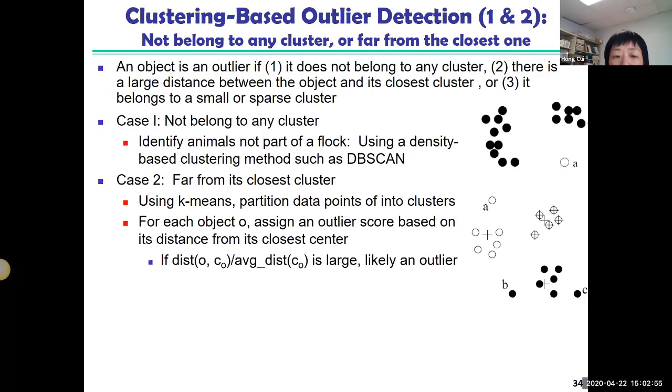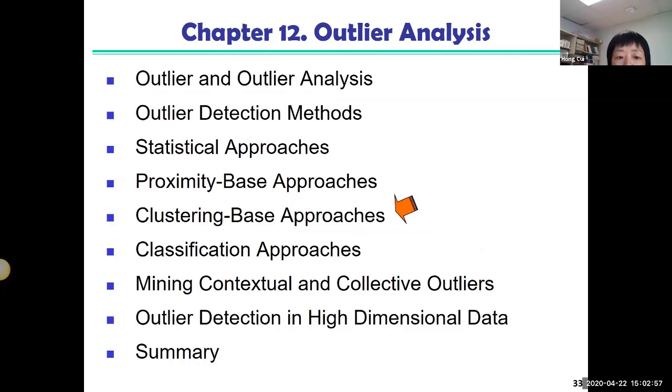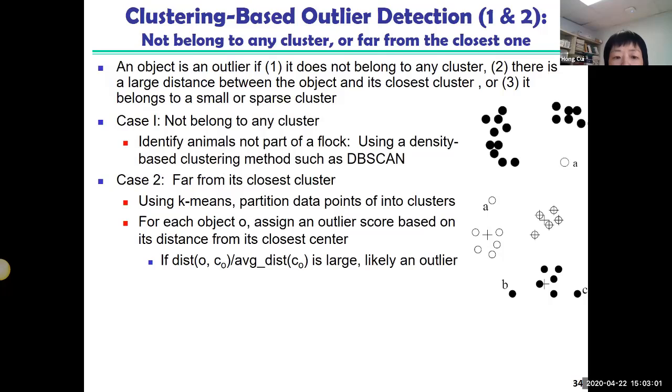Then there's lots of clustering-based methods that we can use. I don't know if we need to look at it because we have looked at clustering for quite a number of different algorithms. But anyway, the basic intuition is the outliers may not belong to any cluster, or are farther away from the closest one. And we know that the smaller clusters could also be outliers.